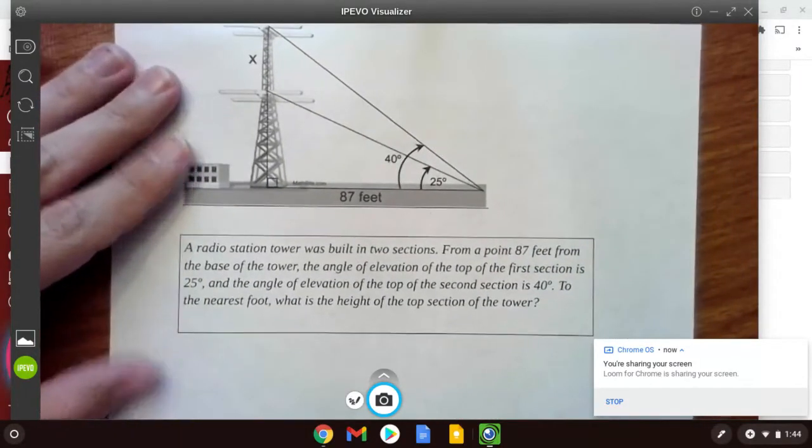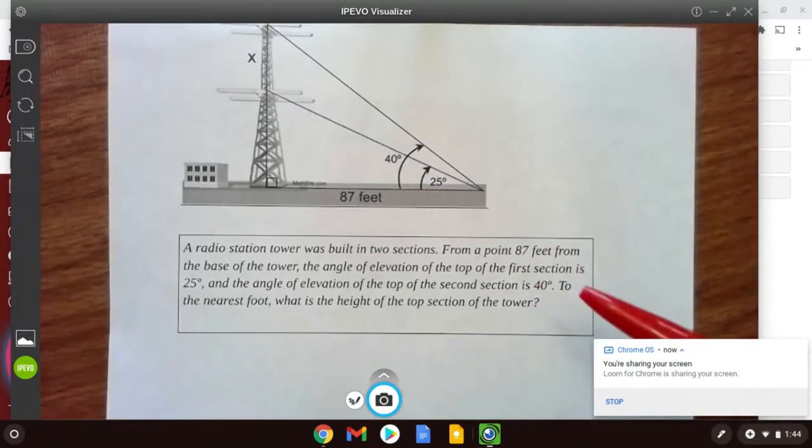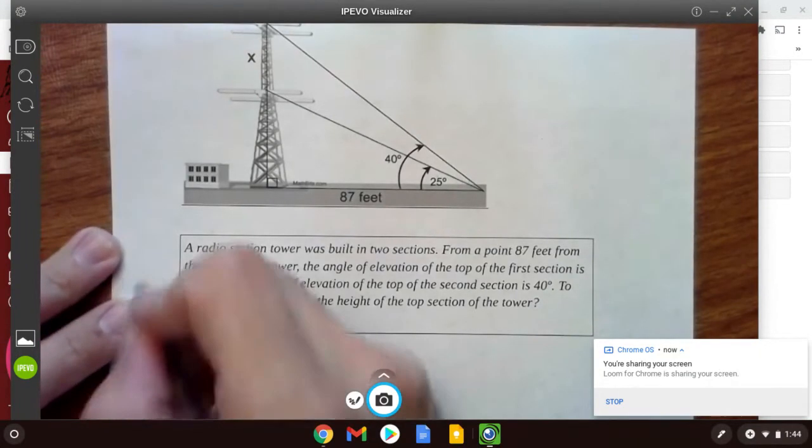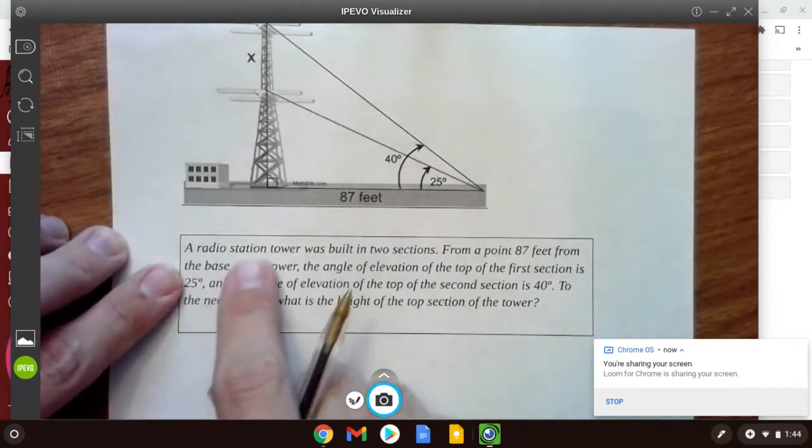All right, so take a second and read over the problem, and read over the picture as well. You can pause that, and I'm going to go ahead and start talking through this.